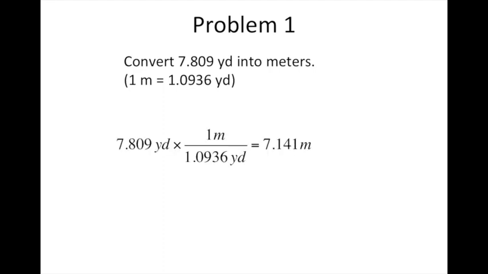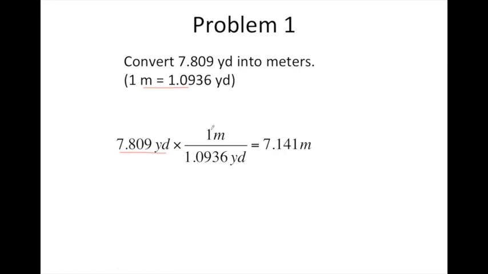Okay, so in this problem, again, we're given yards. So what we would want to do is convert it into meters by taking our equivalency and making it into a conversion factor. We would put the yards on the bottom and the 1 meter on top. So essentially we would take 7.809 yards times 1 meter divided by 1.0936 yards. We would get 7.141 meters.